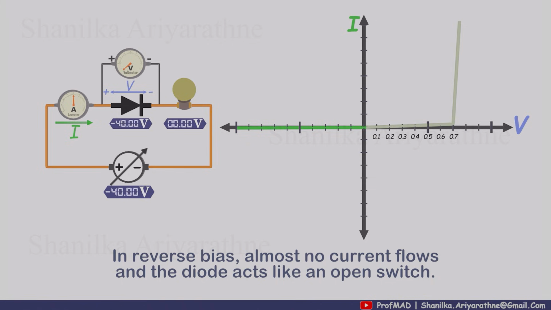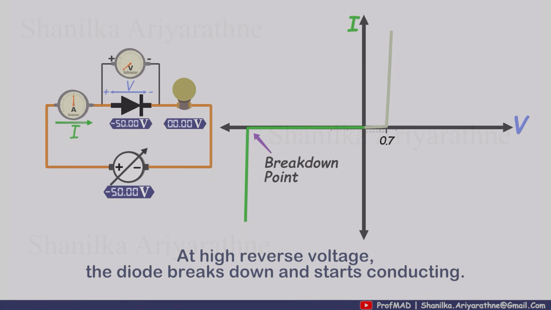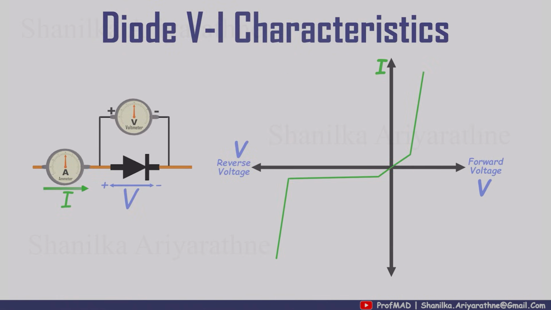If we keep increasing the reverse voltage even further, the diode eventually reaches its limit. At a certain point, it suddenly begins to conduct. This voltage is called the breakdown voltage. After breakdown, the diode no longer behaves like a one-way valve. So this graph shows the basic VI relationship of a diode.